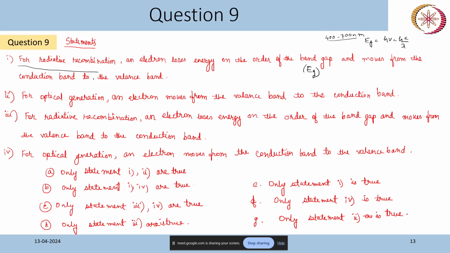So in this kind of recombination, the electron loses its energy on the order of the band gap, and moves from the conduction band to the valence band. So this is the radiative recombination process. Next, what happens for optical generation?